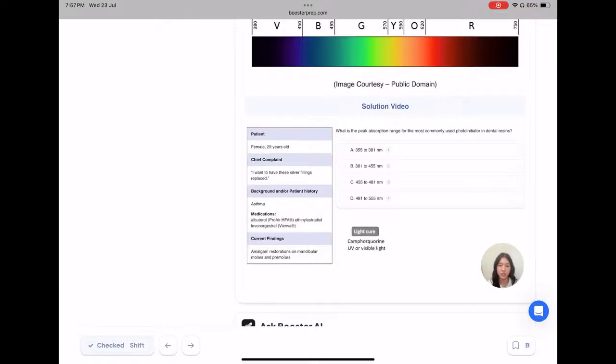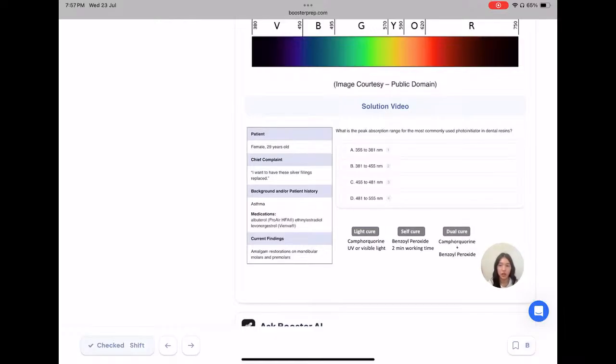So light cure resins commonly use the photoinitiator camphorquinone in order to initiate the polymerization reaction. And this photoinitiator needs to be activated by irradiation in the form of UV or visible light. Self-cure resins rely on benzoyl peroxide as an initiator and can be cured without irradiation. However, they do have a limited working time of around 2 minutes before they set.